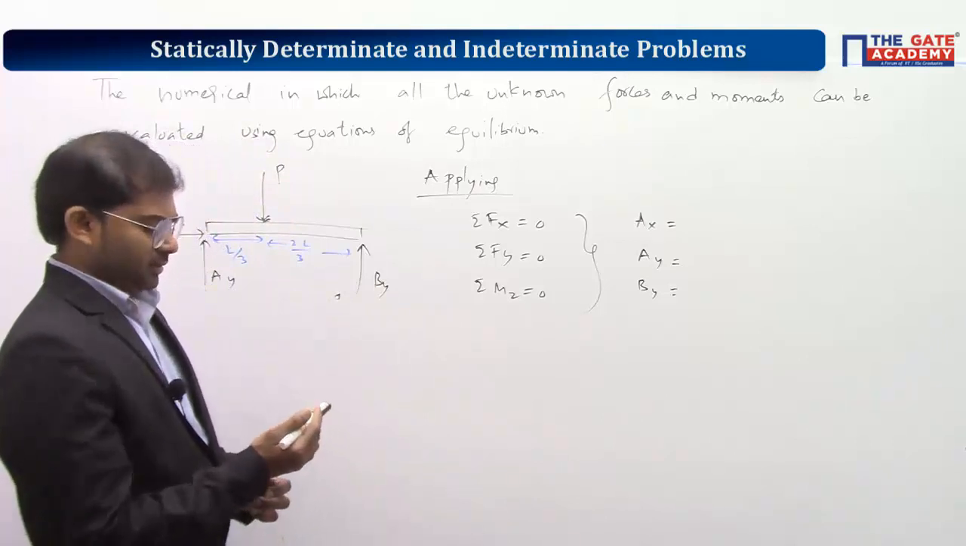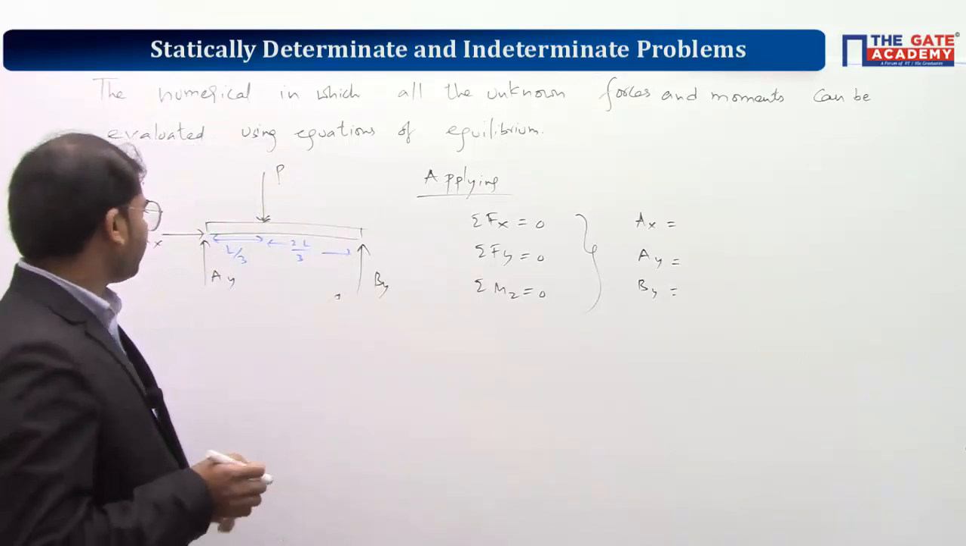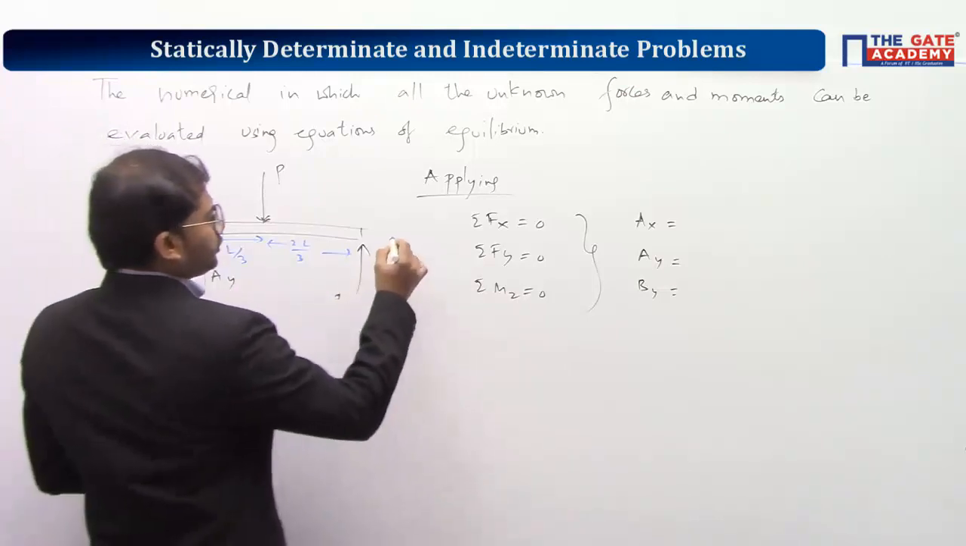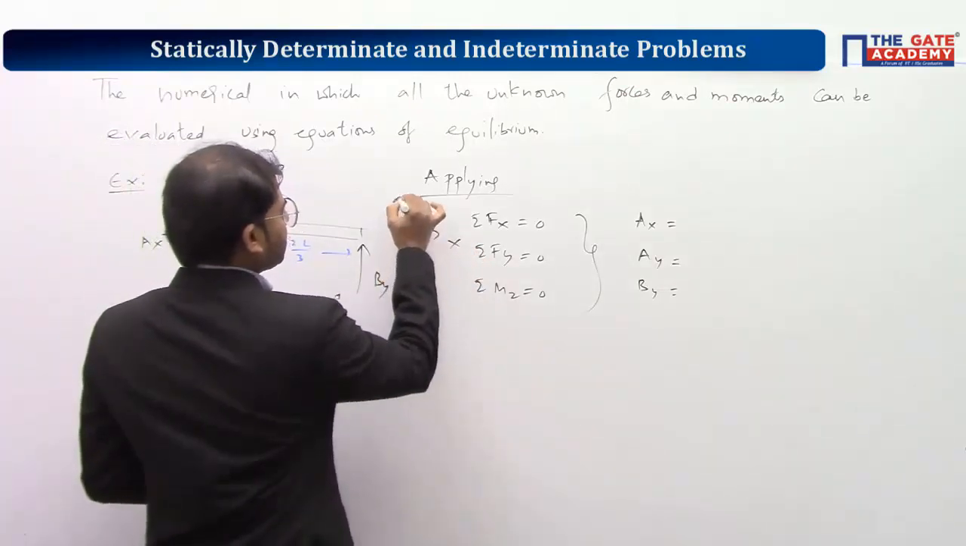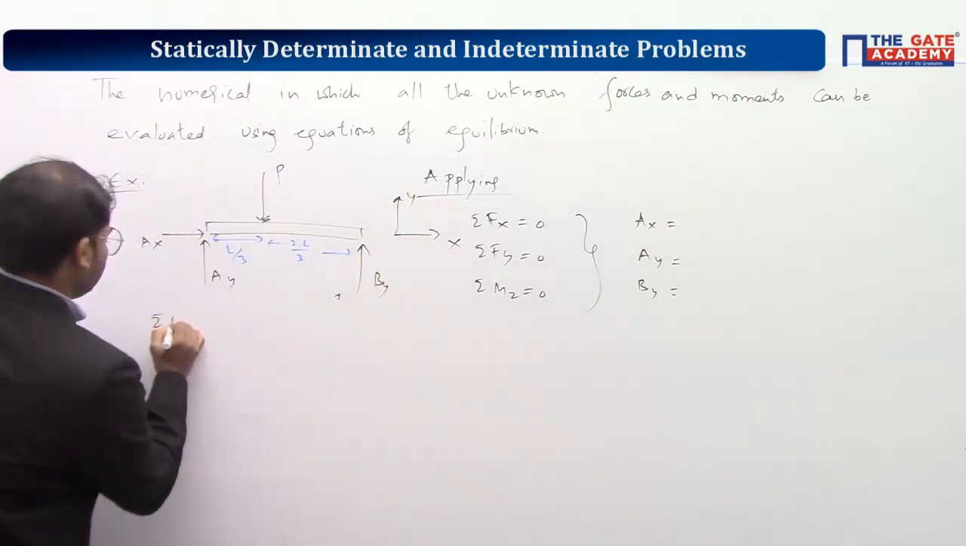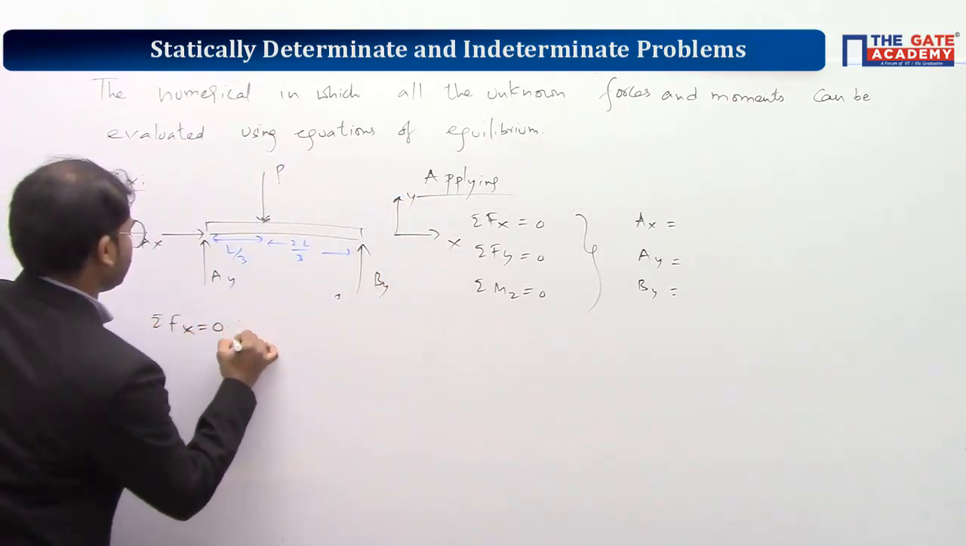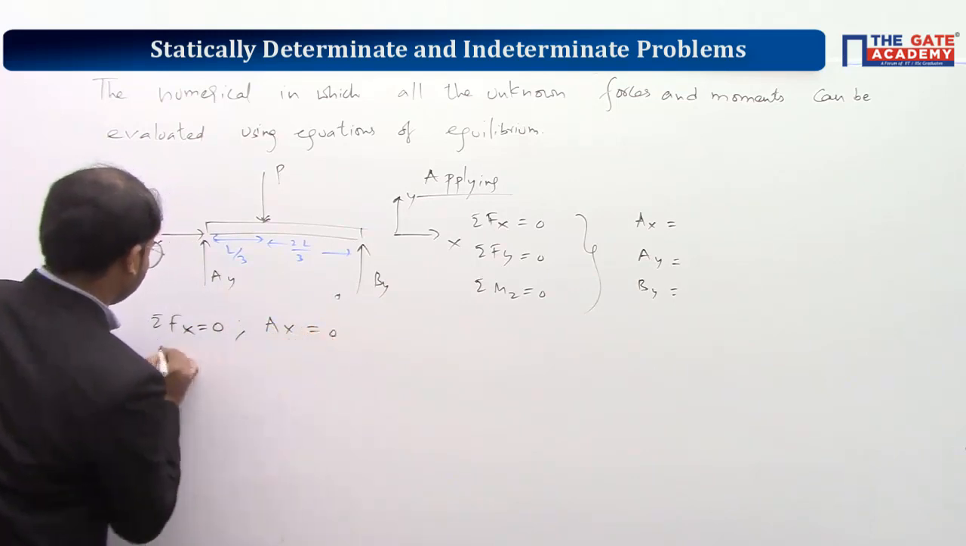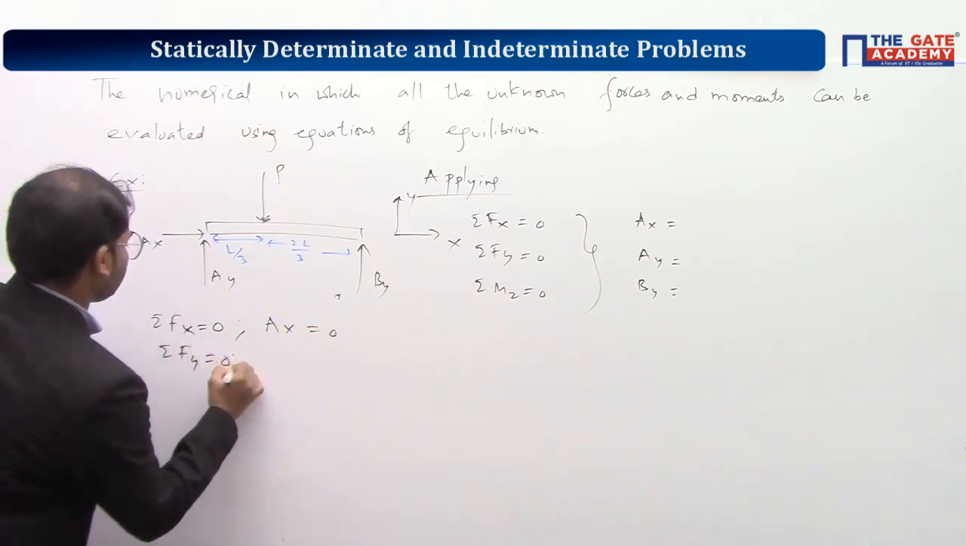So for those people who are struggling or facing difficulty in solving, you can understand here. We should always take this as positive x-axis, this as positive y-axis. So z is towards you. So sigma Fx is equal to 0 implies Ax value is equal to 0. Sigma Fy is equal to 0.